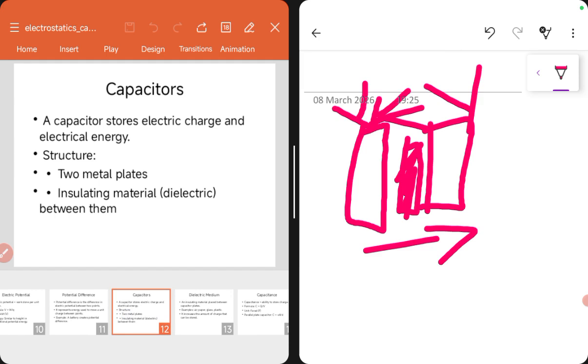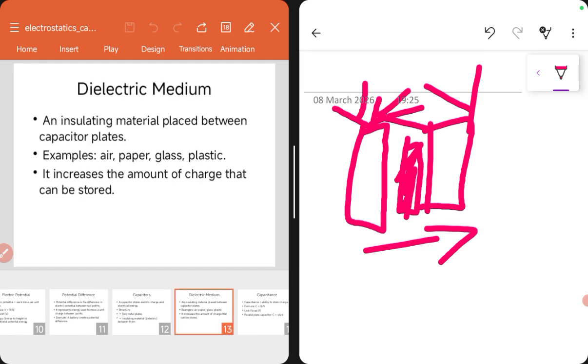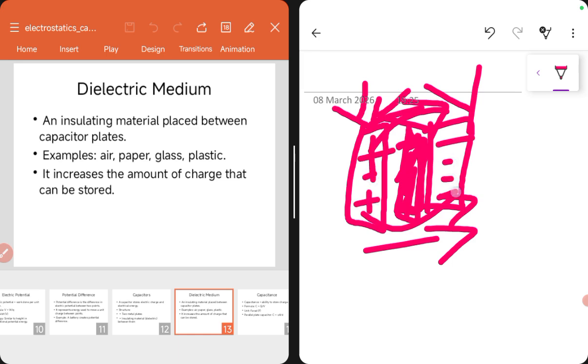So we now move on to the dielectric medium. Like I said, we have that material. The medium is talking about what this dielectric is made up of. Is it made up of air? Is it made up of paper? Is it made up of glass? Is it made up of plastic? It increases the amount of charges that can be stored because instead of these charges flowing between the plates, this dielectric medium prevents that and enables the charges to be stored inside your metal plates.